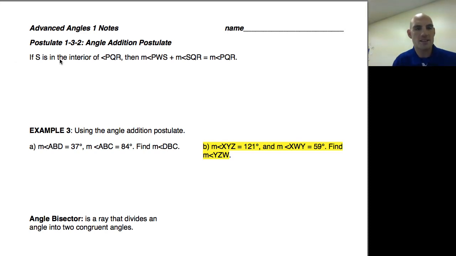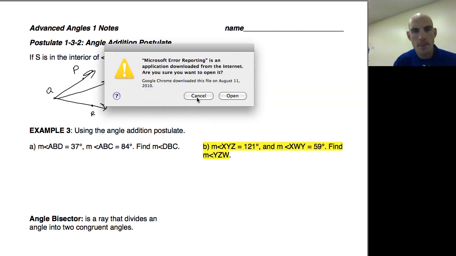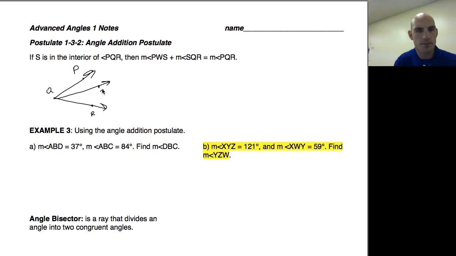So if S is in the interior of angle PQR, what I'm going to draw here is angle PQR, and S is going to be on the interior. When I form this angle, it's going to take a couple of things into account. I've got PQS, and this should be SQR, PQR. I'm going to label these a couple of things. I'm going to call PQS angle 1, and I'm going to call SQR angle 2.